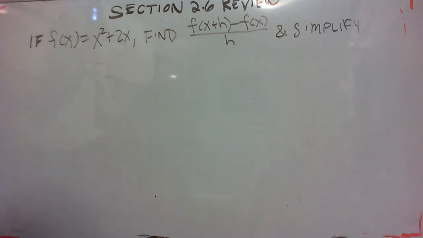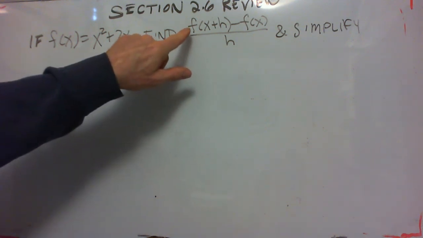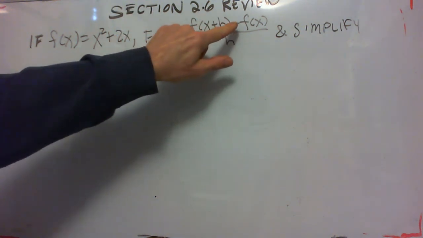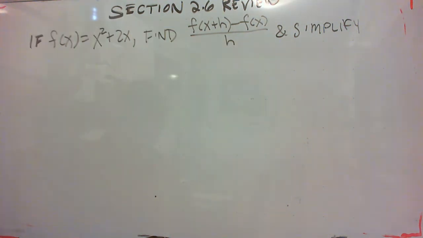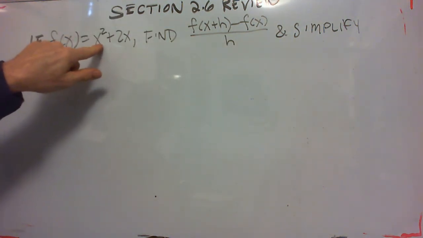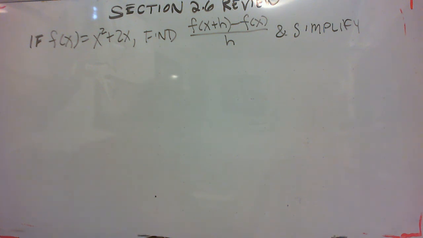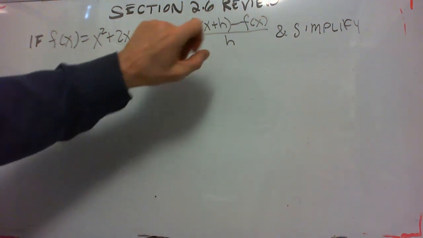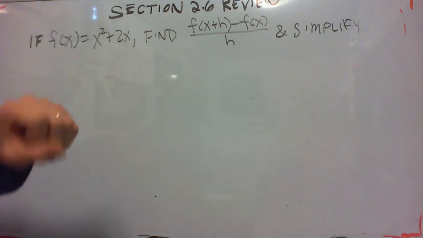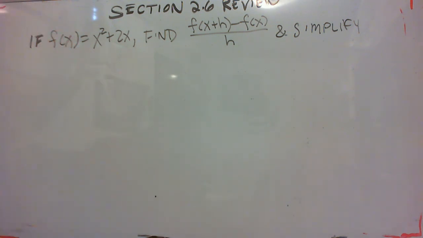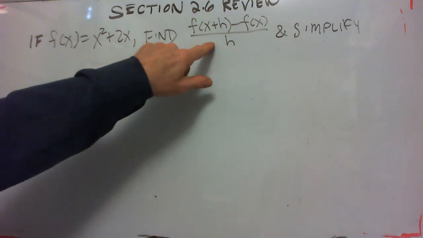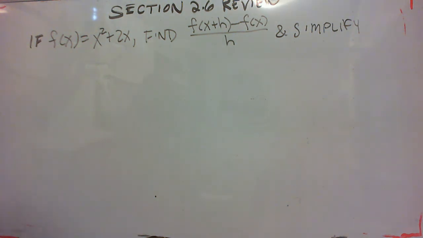Okay, in this example, we're going to find what's called the difference quotient: f of x plus h minus f of x all over h. In this case, f of x is x squared plus 2x. Now this difference quotient is used in calculus. It's what defines the derivative of a function, and calculus is all about derivatives. In any Calc 1 course you take, they're going to make you find this difference quotient and show that it gives you the derivative you're supposed to get.